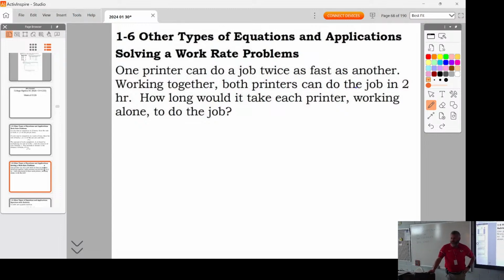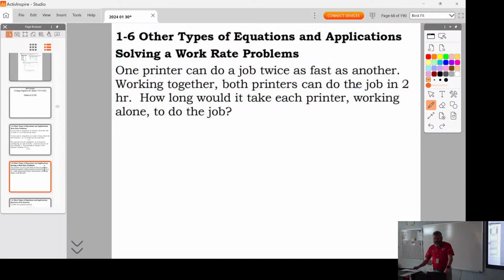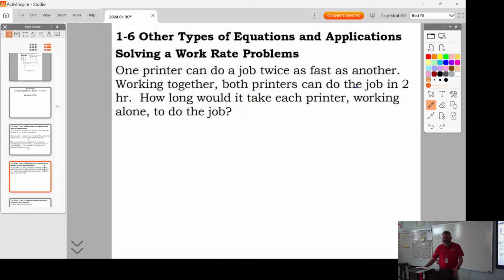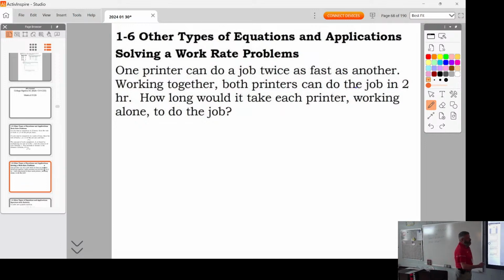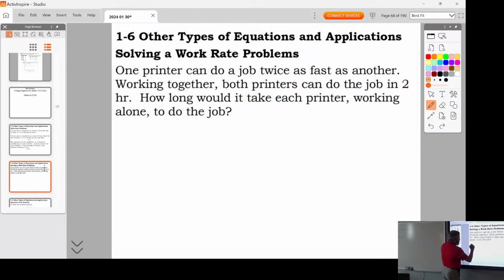What are we looking for? Oh, we're looking for the question. Okay. So we have 2 printers. What would the rate of the fast printer be?